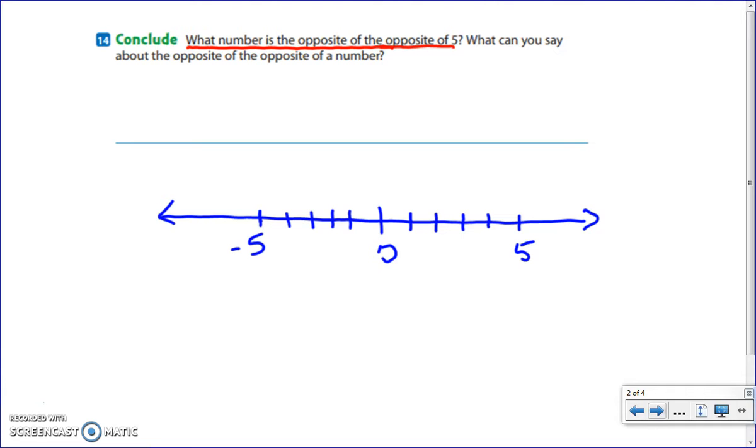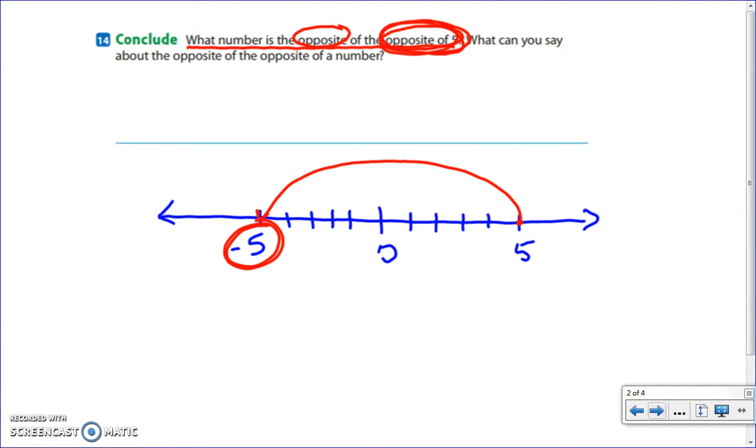So we need to figure out what the opposite of 5 is. So I know that the opposite of 5 would be negative 5. So the opposite of 5, this part of it right here, is right here. This is the opposite of 5, negative 5. Here's where I'm at now. I want to know what the opposite of that number is. The opposite of negative 5 would be 5 again. So the opposite of the opposite of 5 would be 5. It would be 5 itself.